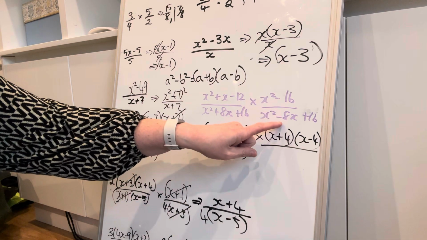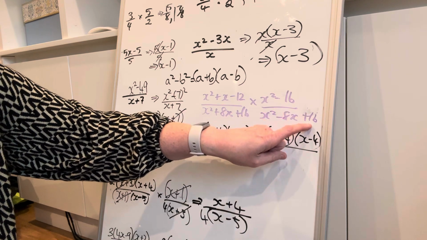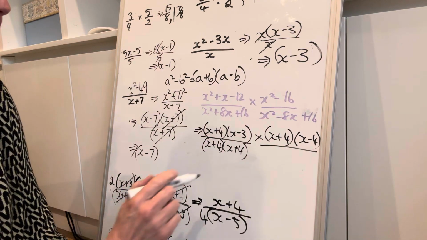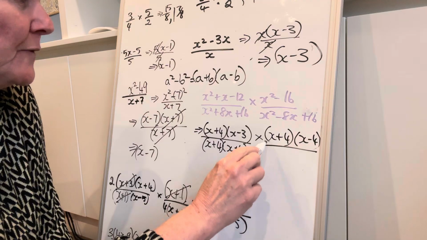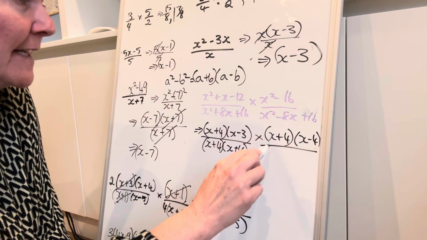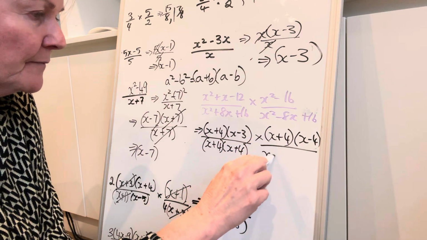Over here, we need a pair of numbers that will multiply together to give 16, positive 16, and add together to give negative 8. So it looks like minus 4 and minus 4. Minus 4x is going to give us minus 8x. Minus 4 times minus 4 will give us positive 16.